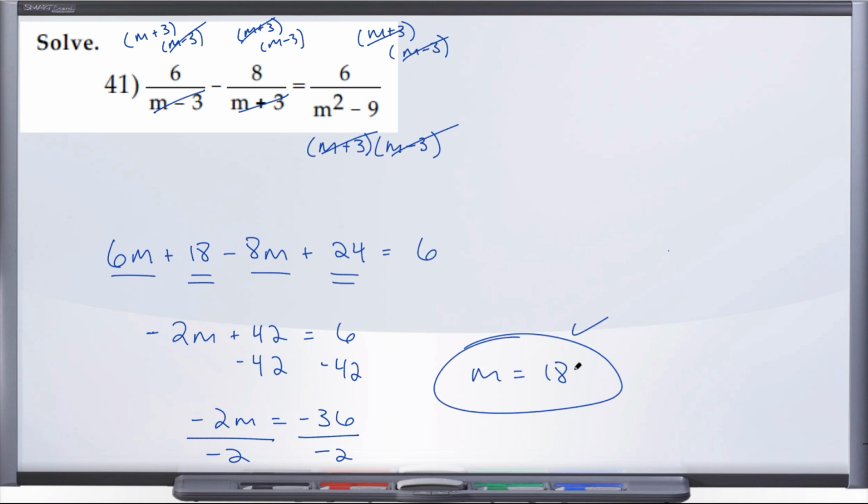And here again, number 41, you could check yourself. Take 18, plug it back into the original equation, and when you do, you should get a true statement. So plug in 6 divided by 18 minus 3, or 6 divided by, well, what is 18 minus 3? 15 minus 18 over 18 plus 3, right, equals 6 divided by 18 squared minus 9. So when you do all that, the left side, when you evaluate, should equal the right side when you evaluate after plugging in 18 for m.